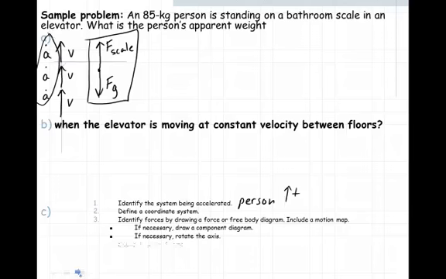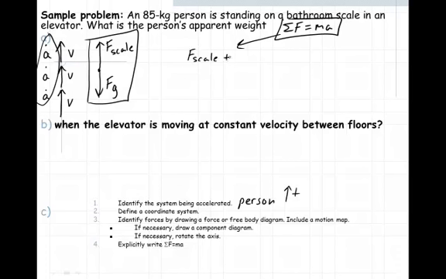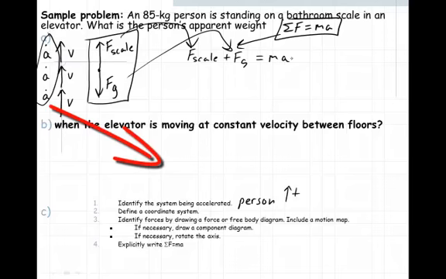So our next step is to explicitly write out the sum of the forces is equal to mass times acceleration. Write out what the forces actually are. The forces are the scale and the force due to gravity. We get these from the motion map. And we set that equal to the mass times acceleration, just like it says in our equation.